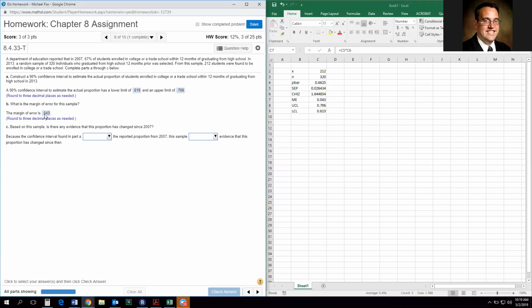And then it asks us to think about it. It says so our confidence interval was between 0.619 and 0.706, so 61.9% to 70.6%. The claim is that it's 67%. So because the confidence interval found in part A includes the reported proportion from 2007, the sample does not provide evidence the proportion has changed since then.